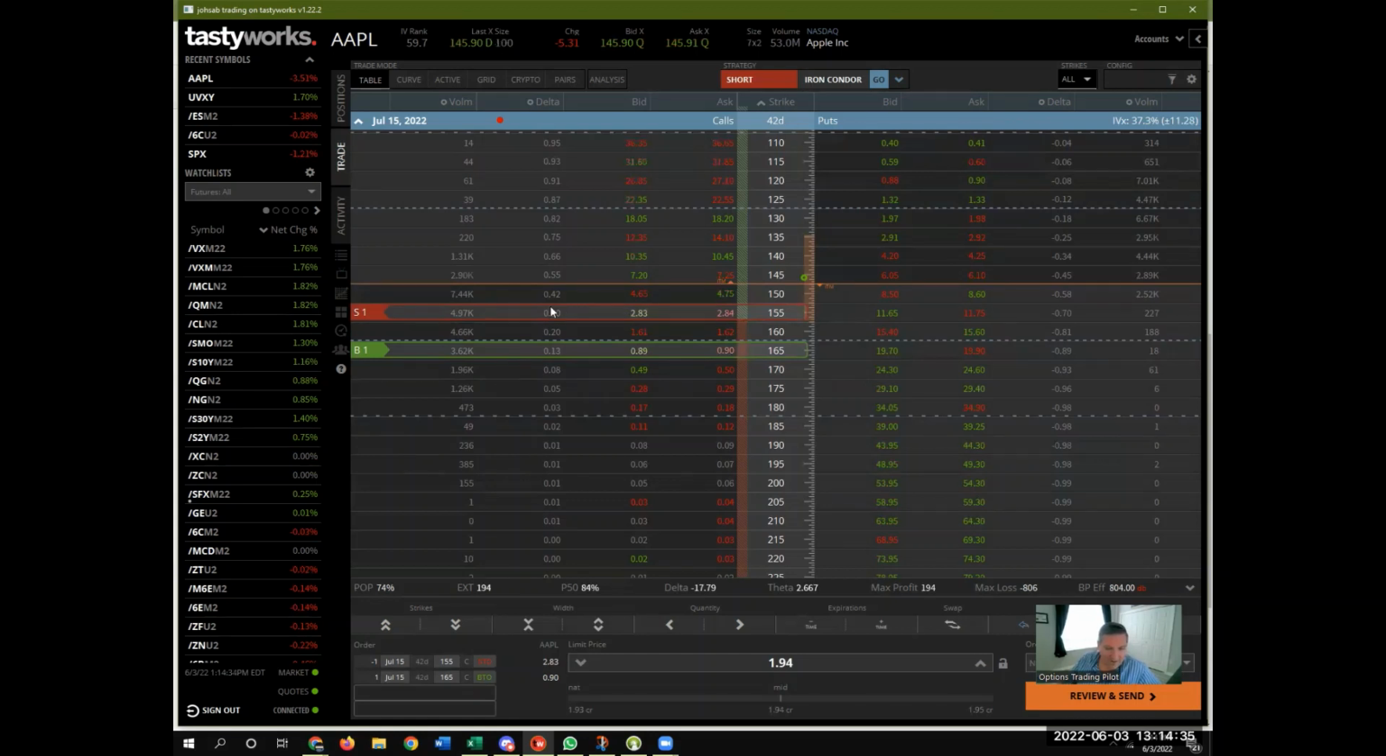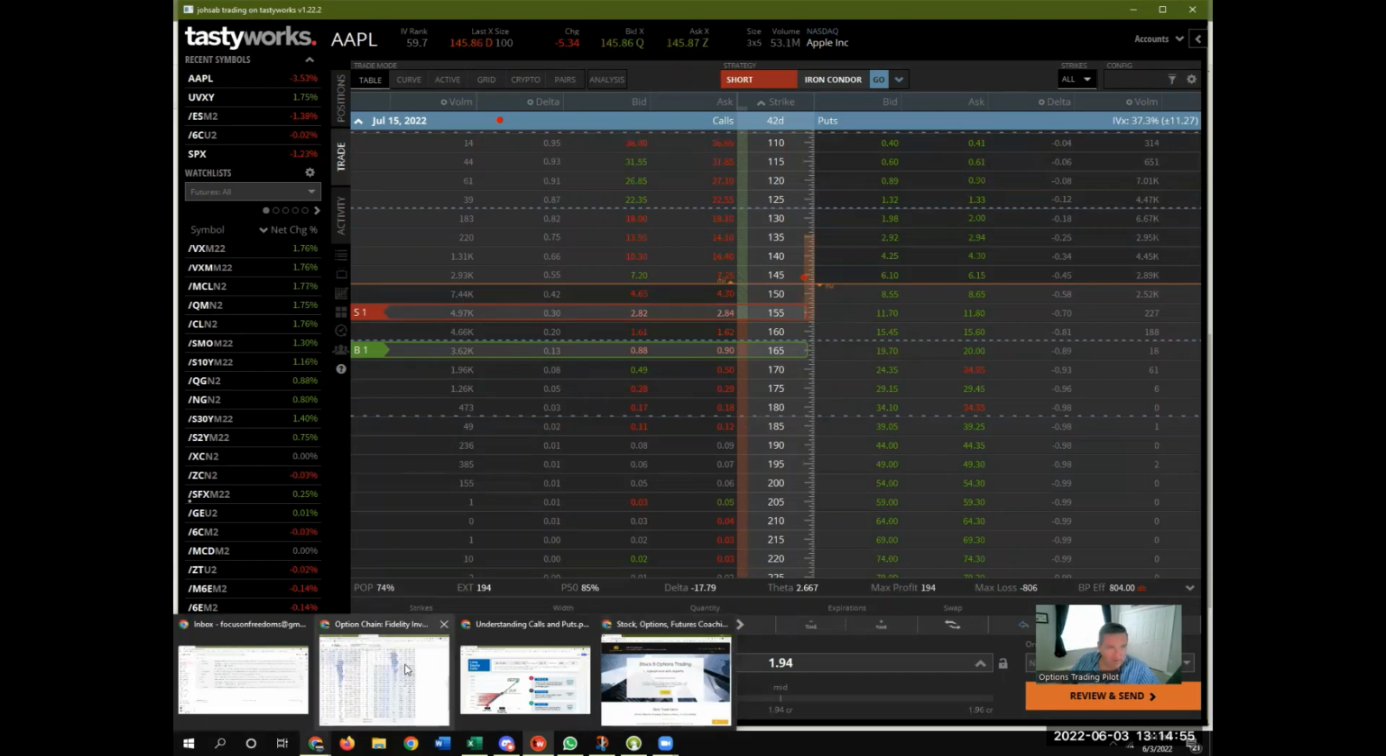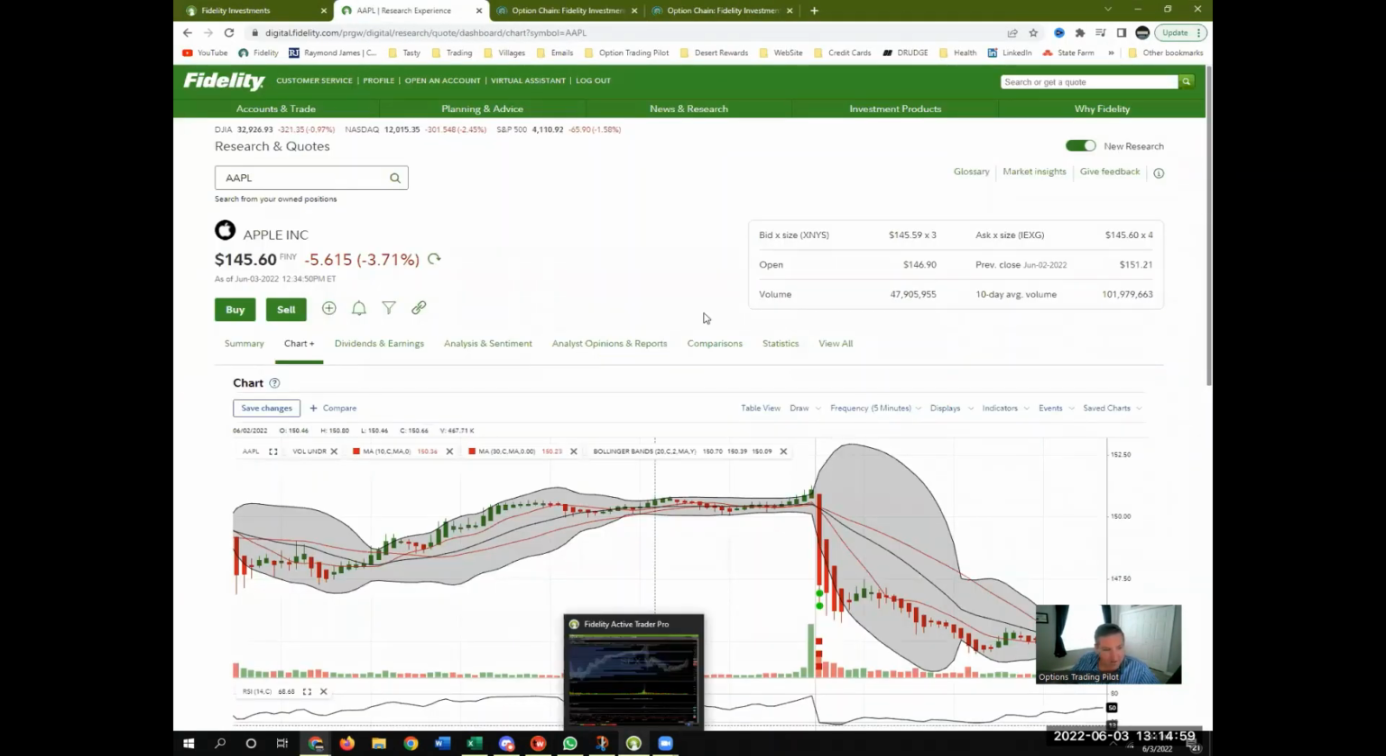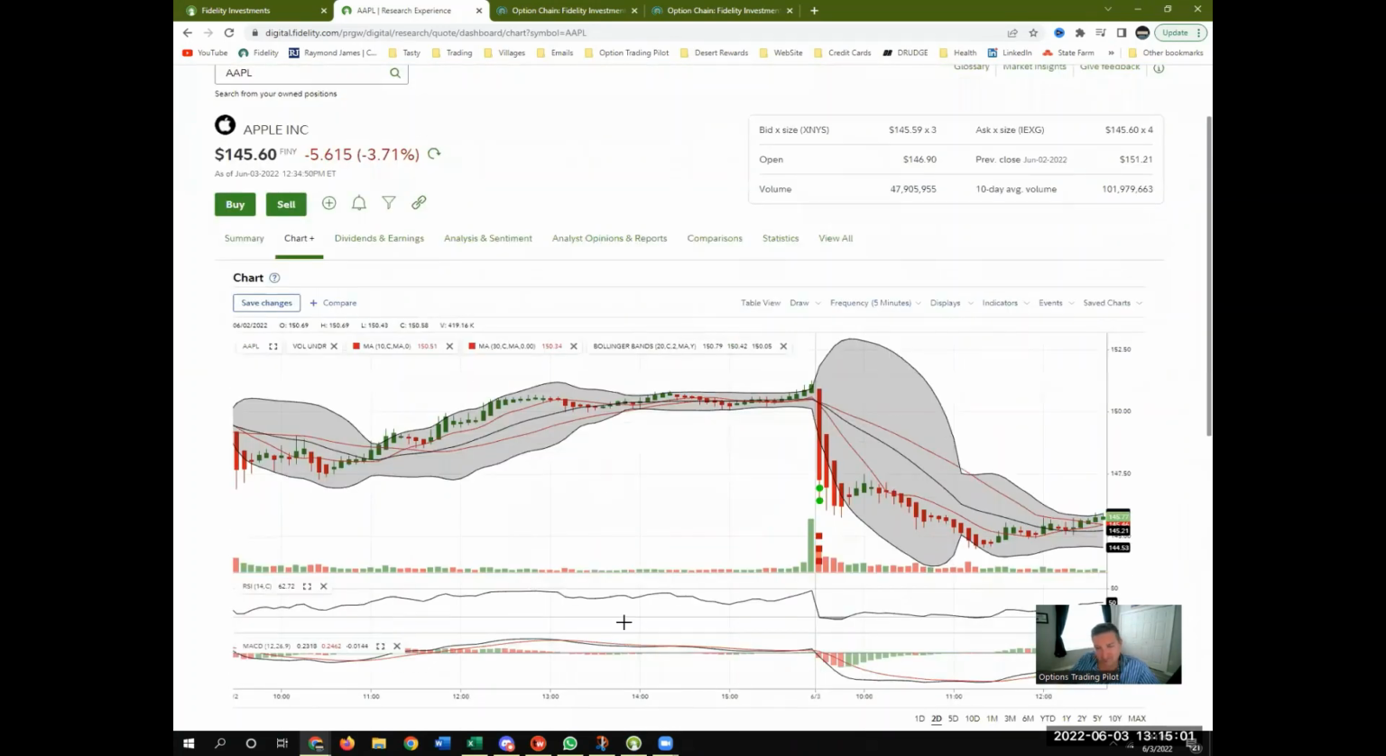And you can see that now your delta is 30 on this one. So that gives you a higher probability that this will be executed against you. What's nice is the probability of profit is 74%. So this is a decent trade. And if you think that Apple's going down, this would be probably a trade you would be interested in looking at.